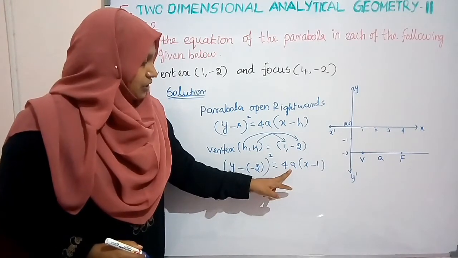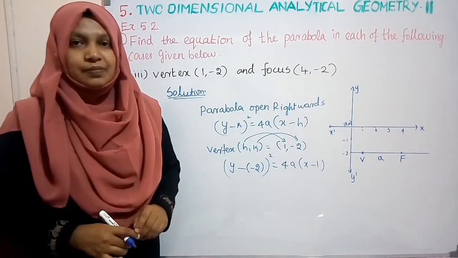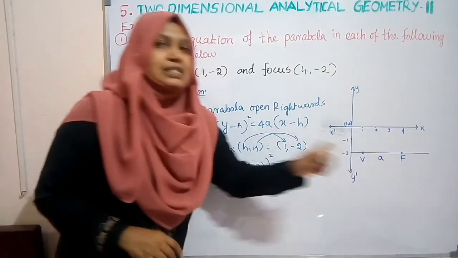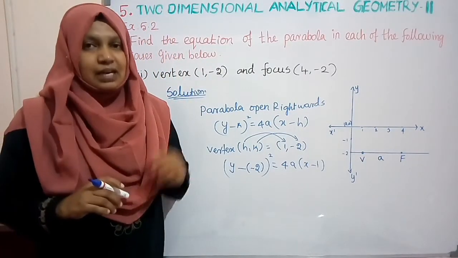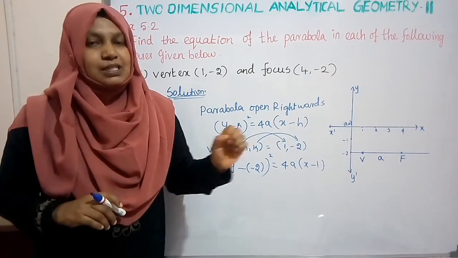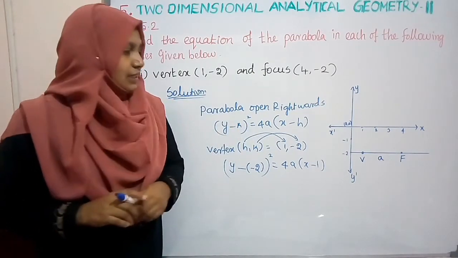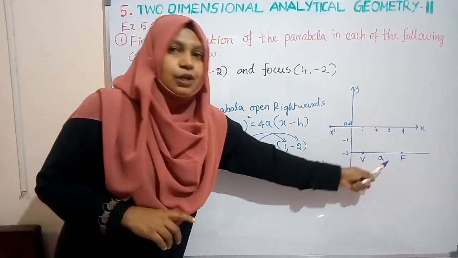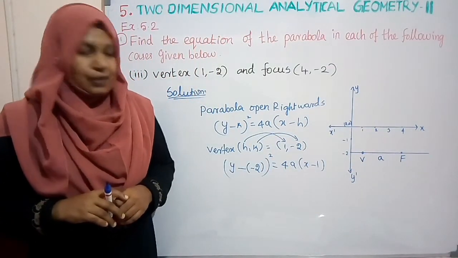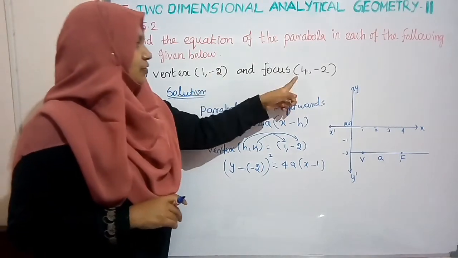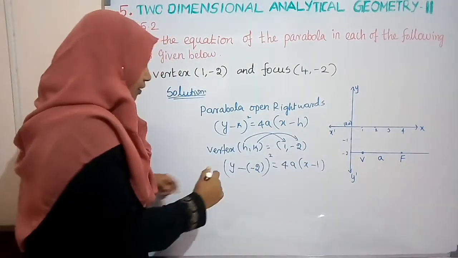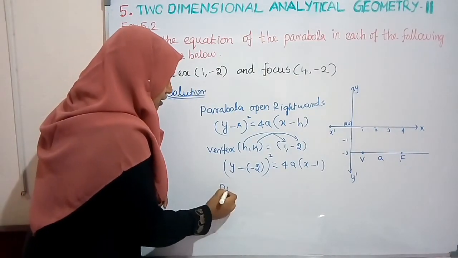So in this equation, how to find the value of a? See, in this diagram, what is the distance between vertex and focus? In our last session we discussed already, the distance between the vertex and focus is a. So if you find the distance between these 2 points, you will get the value of a. Just use the distance formula. So I am going to find the distance between vertex and focus. How will you write the distance between them? We can write distance VF.